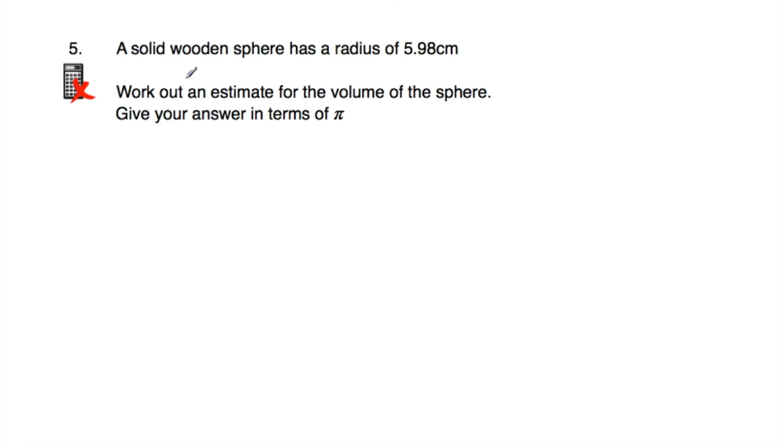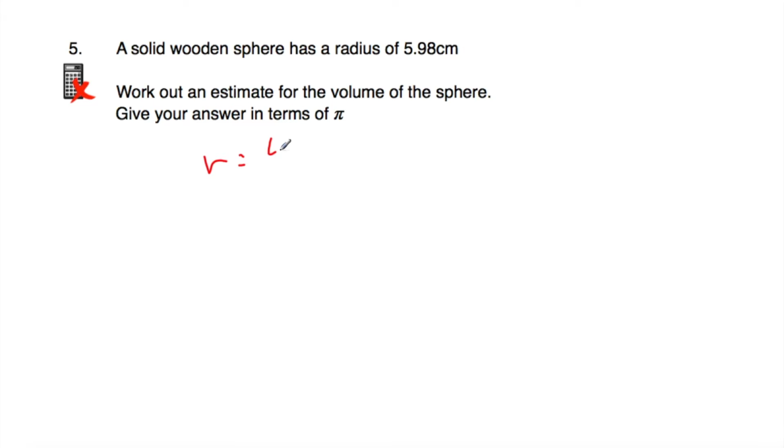Question number 5 says a solid wooden sphere has got a radius of 5.98 centimeters. And we've been asked to work out an estimate for the volume of the sphere and to give our answer in terms of pi. This question is a non-calculator question, so I've put down my calculator, and we've been asked to estimate the volume of the sphere, so we don't need to work it out exactly.